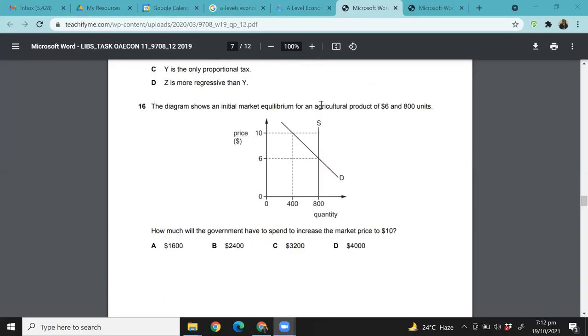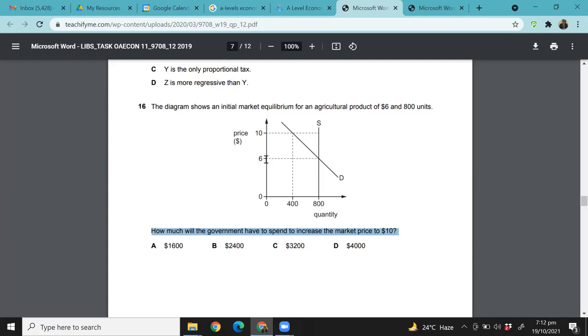Okay, so the next question says the diagram shows an initial market equilibrium for an agricultural product of $6 and 800 units. So the straight vertical line is your supply curve, the normal downward sloping is your demand curve. The two curves intersect at the point where the equilibrium price is $6 and equilibrium quantity is 800. How much will the government have to spend to increase the market price to $10?